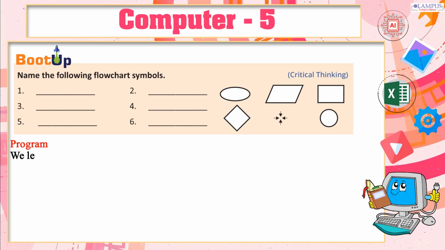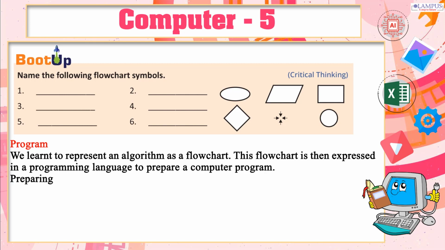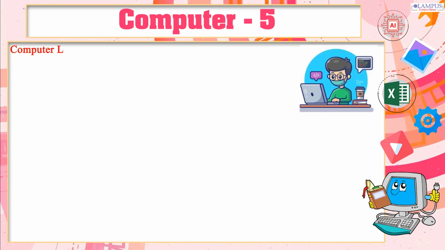Program. We learned to represent an algorithm as a flowchart. This flowchart is then expressed in a programming language to prepare a computer program. Preparing a computer program helps in solving a problem, which is written in the computer language to get the desired result. Computer language. The computer language is used to communicate with computers.